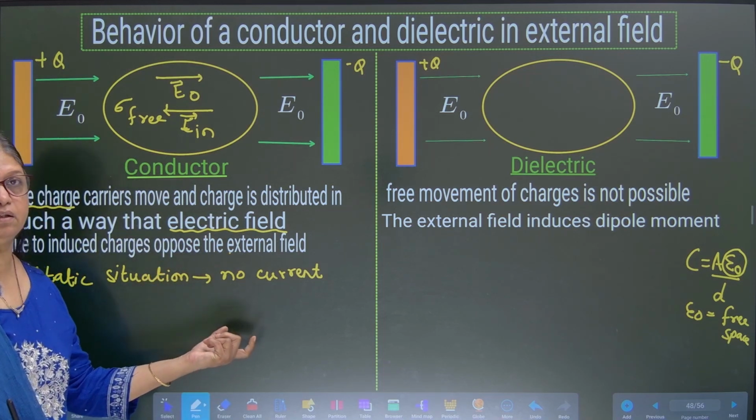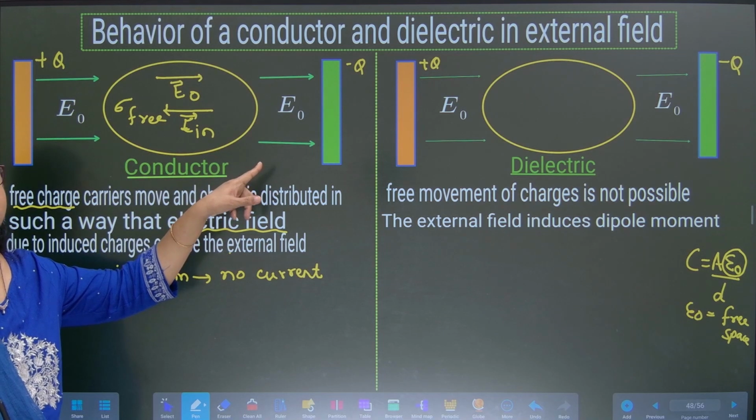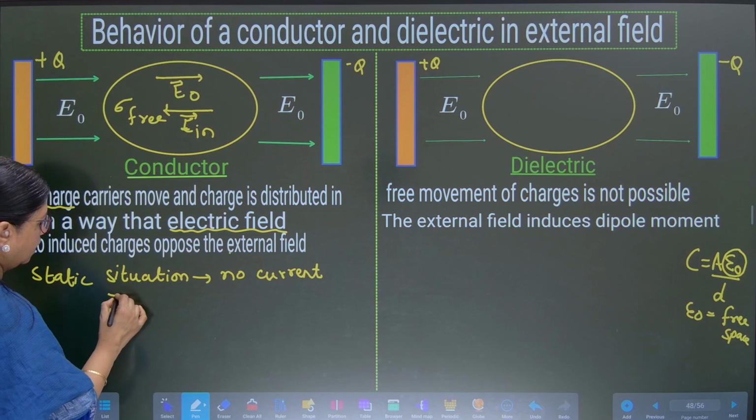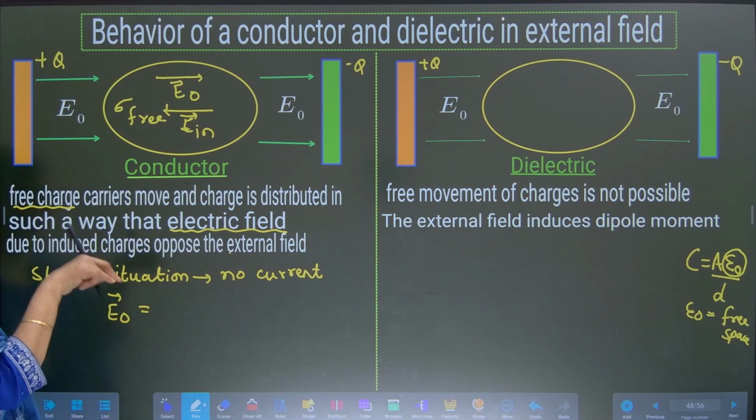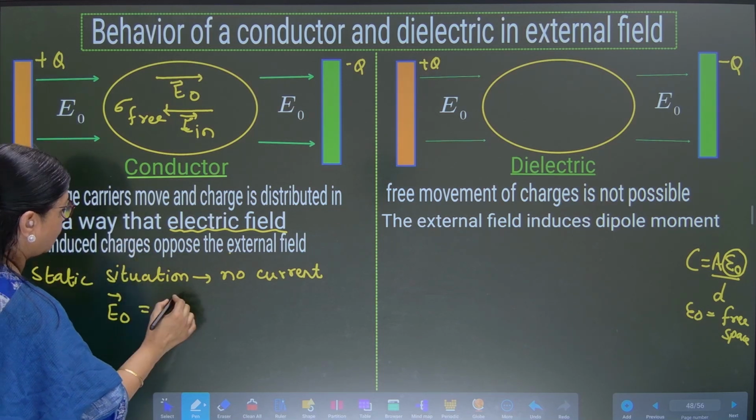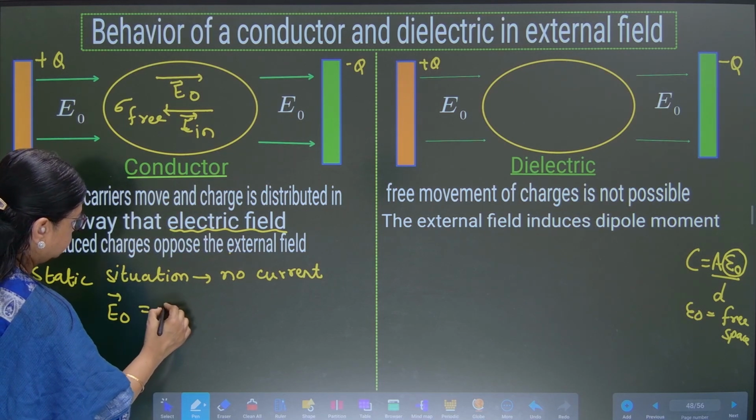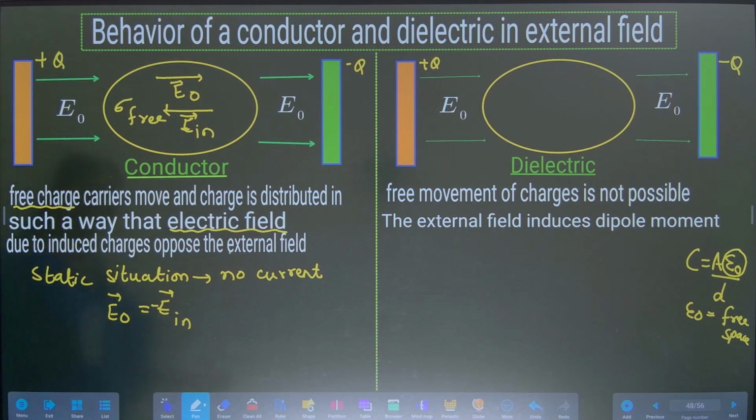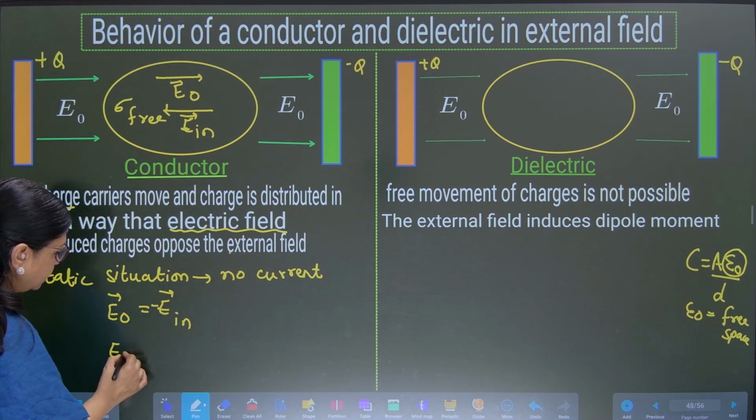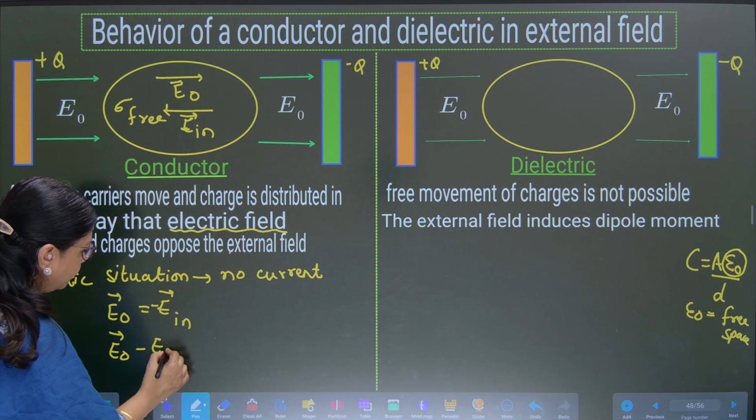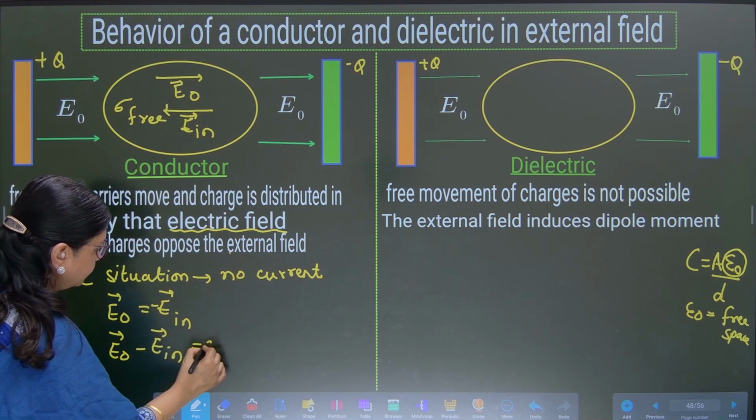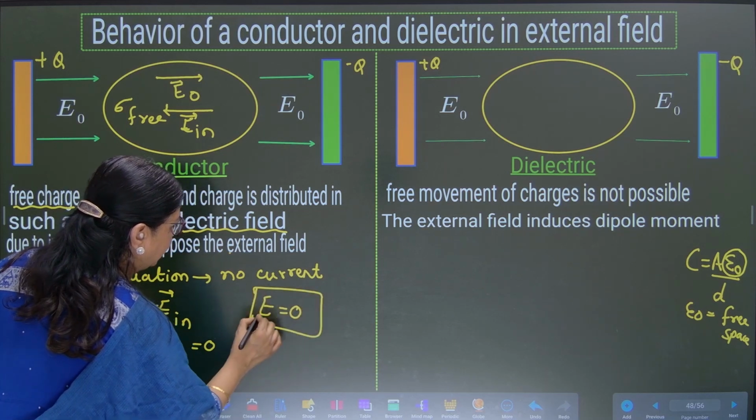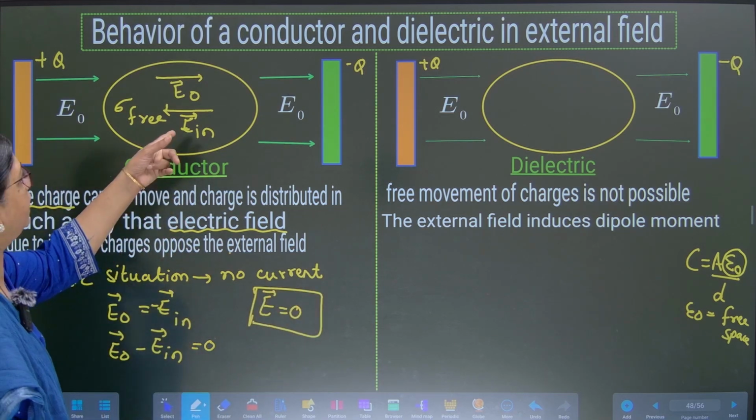when no current is there inside the conductor or on the surface, the external electric field E naught will be equal in magnitude but opposite in direction to the E induced. So finally, we will have the net electric field 0. That is E is equal to 0. Net electric field E is equal to 0 inside the conductor.